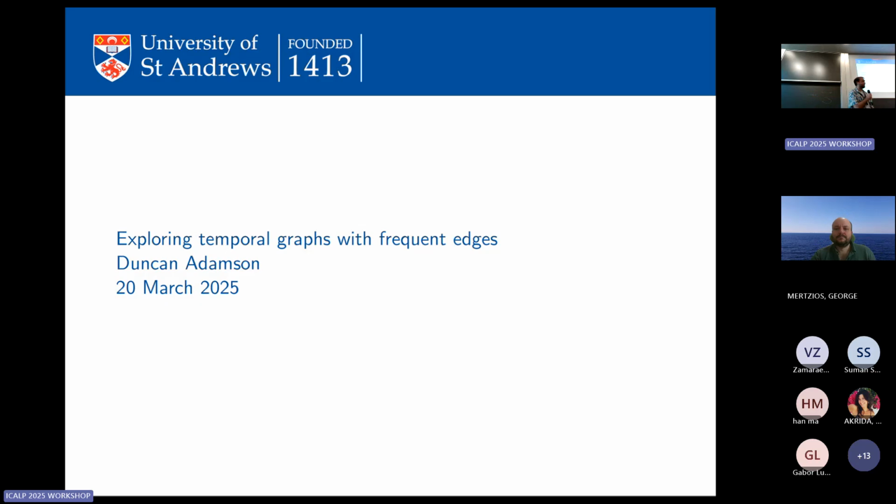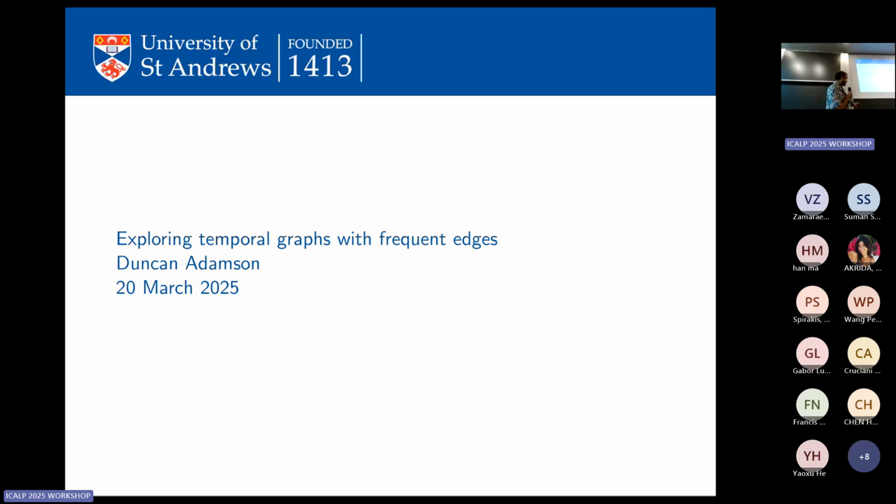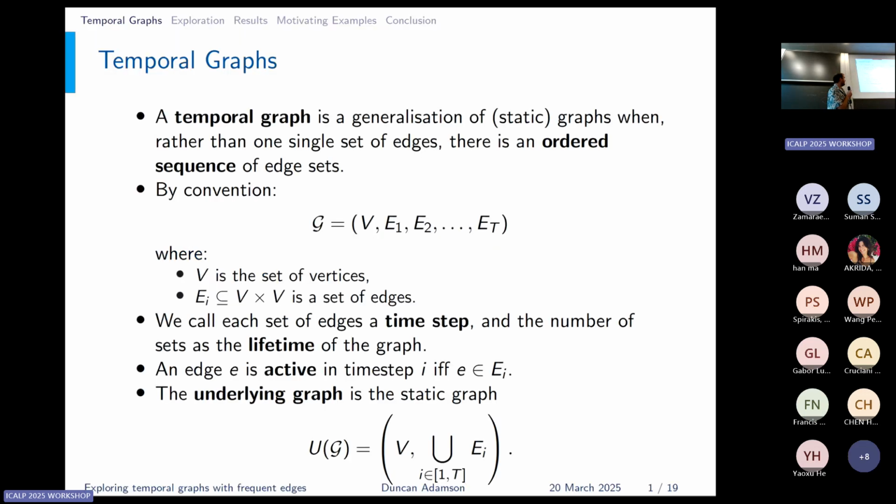I think I got a much bigger introduction than the previous speaker. So I'm going to be talking, as George said, about exploration on temporal graphs with frequent edges. Again, like the previous speaker, this is not the name of the paper. It's a truncation of the name. That's the more interesting side of things.